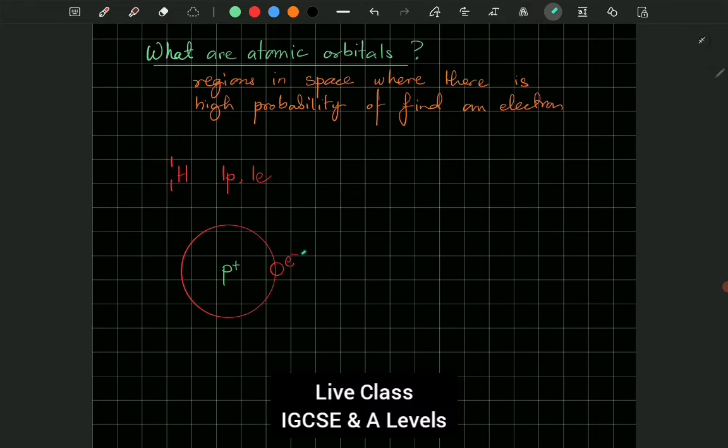So don't think that this electron is revolving around the nucleus like a planet. This is not how the electron is behaving. Let me tell you what the true picture looks like. The true picture is the proton is pretty much still there. That's the center of the atom. But the electron, it's pretty hard to figure out what it's doing.